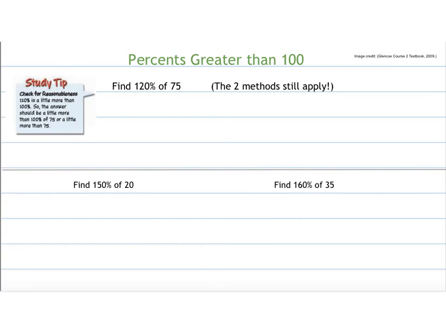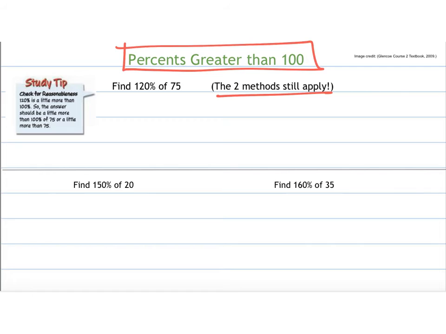Okay, so no different here. We can still use our same two methods when dealing with percents that are greater than 100. One thing just to remember though, checking for reasonableness: if I have more than 100%, my answer should be greater than what I started with.